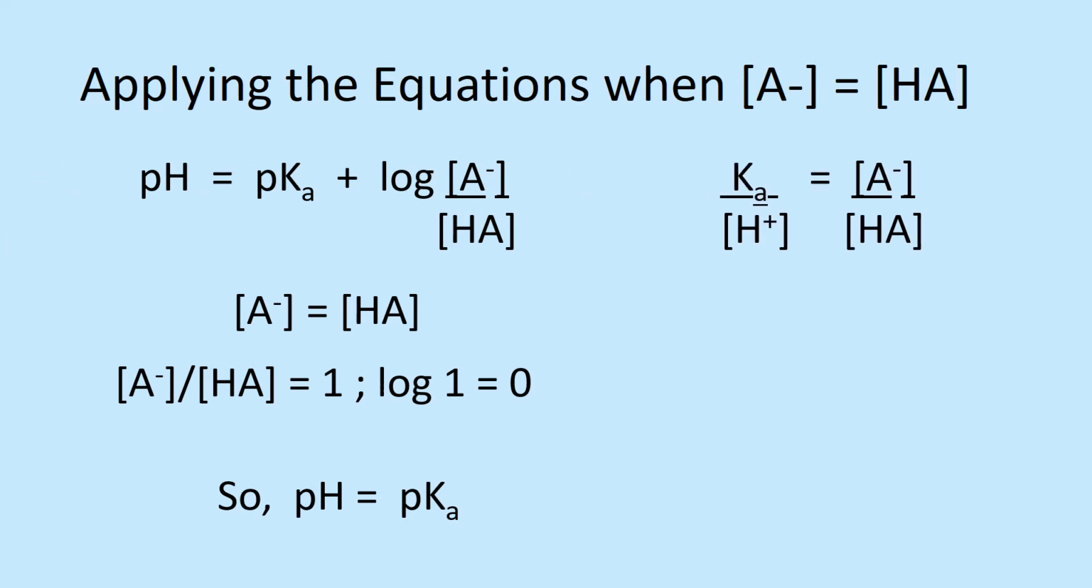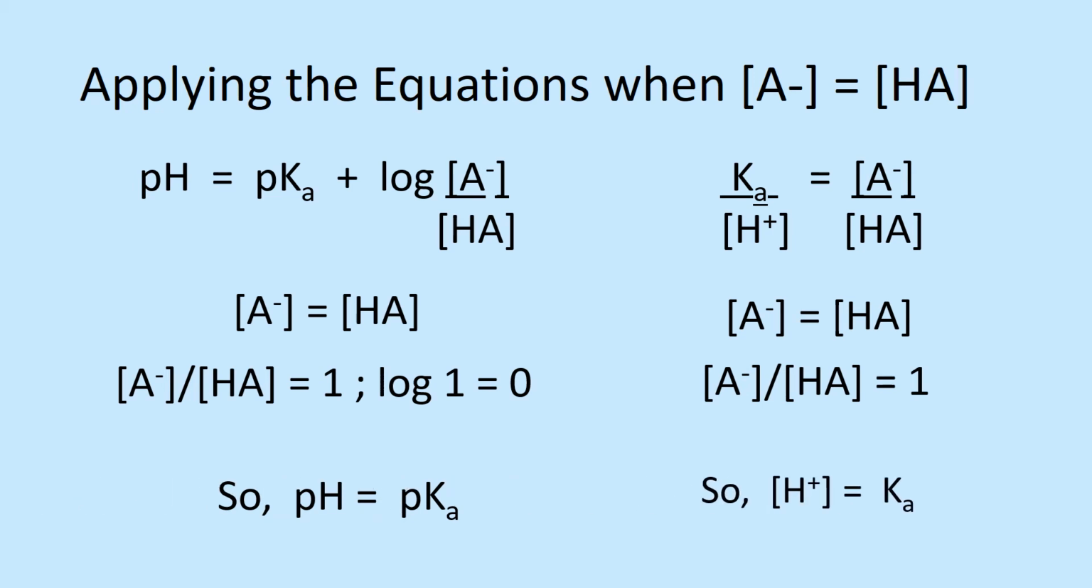Similarly, using our handy equation, when the A minus and HA concentrations are the same, and the ratio of them is equal to 1, notice this time you don't even have to do logs. You can just see that when the A minus to HA ratio is 1, the Ka to H plus ratio is also 1, so the H plus concentration is equal to the Ka, which is really the same result. The pH is equal to the pKa.